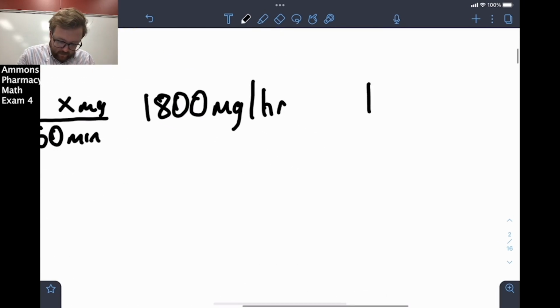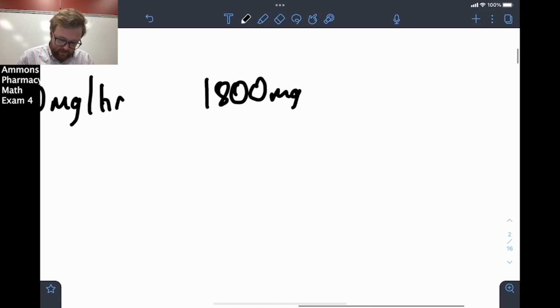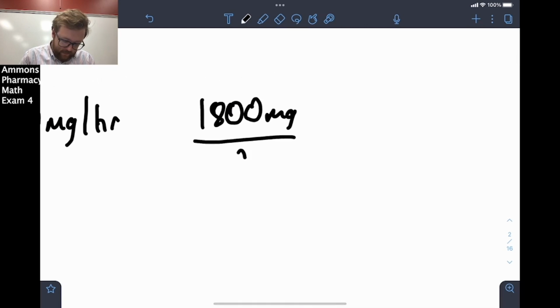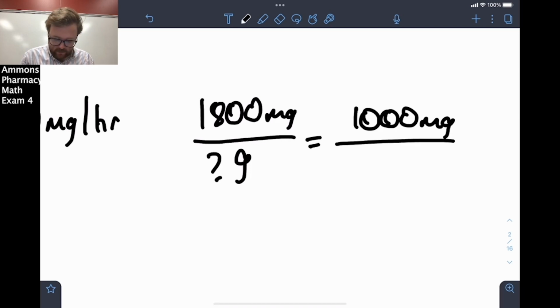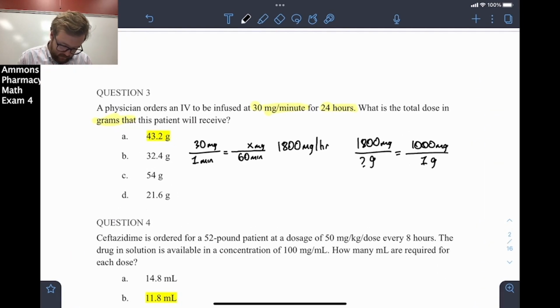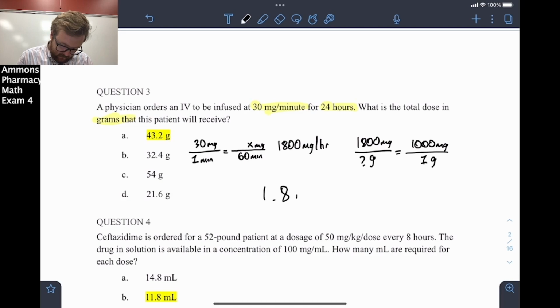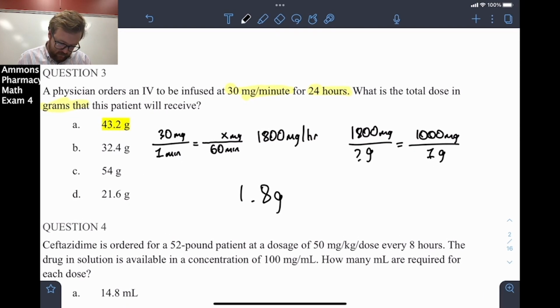Okay, so that's milligrams per hour, but it wants it in grams. Okay, so if we have 1,800 milligrams, we don't know how many grams that is, but we do know our conversion factor, which is 1 gram per 1,000 milligrams, and so that's 1,800 divided by 1,000, and that's 1.8. Oh, whoa. Oh, you see what I did? So the 1,800 per hour, so I just calculated 1.8 grams per hour. So 1.8 times 24.